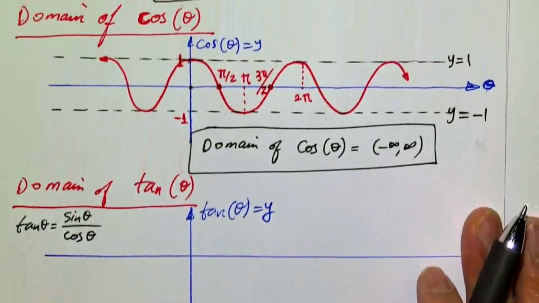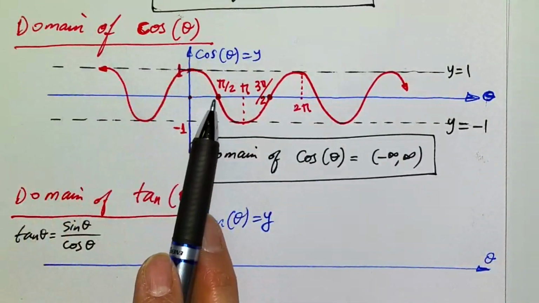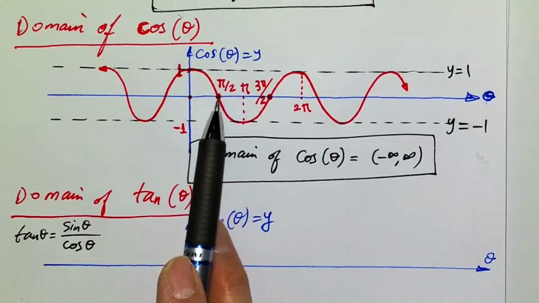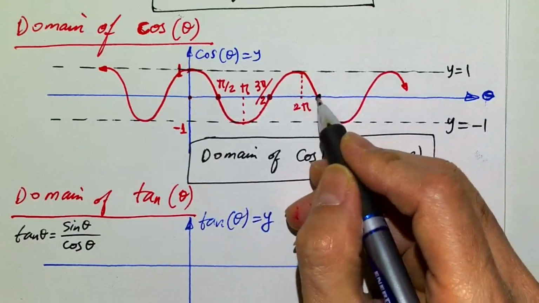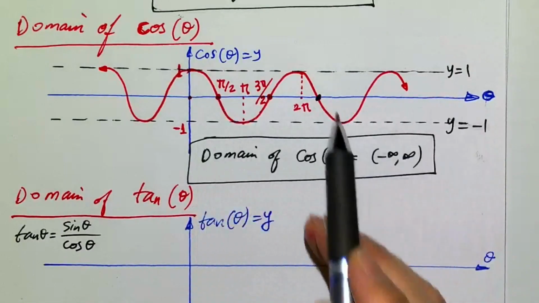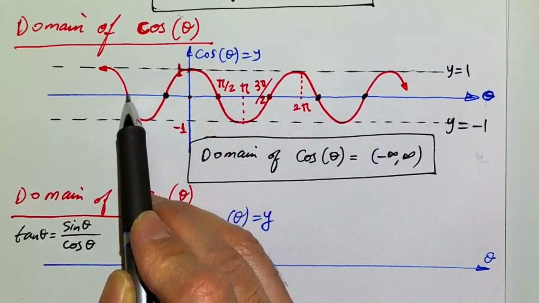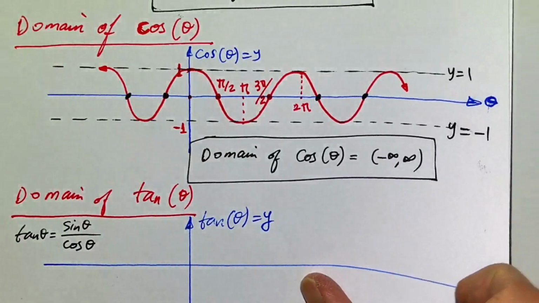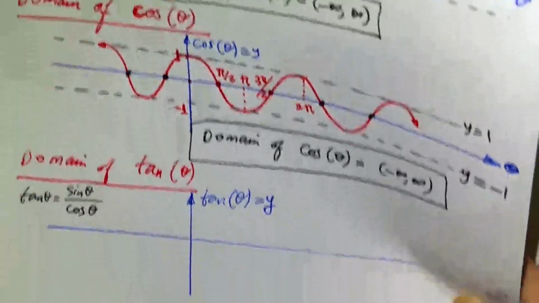Now, in the previous discussion, when we talked about the domain of cosine of theta, notice what we found. Cosine of theta is 0 at pi over 2, at 3 pi over 2, at 5 pi over 2, and so on and so forth. So we want to account for all of those points where cosine of theta is going to be 0. We do not want the domain of tangent theta to include those, because at those points it will be undefined.